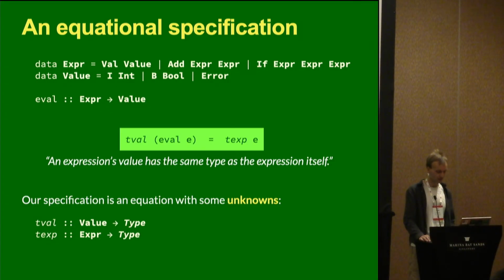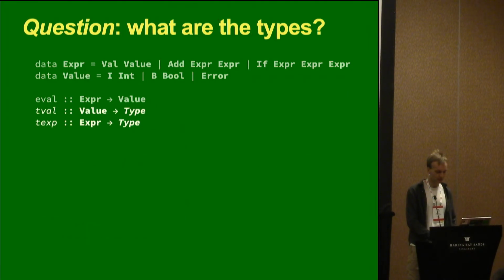And this is an equation with three unknowns. I'm going to have all the unknowns in italics just to make it clear. T-val, texp, which is the type checker, and also the set of types themselves. So that's three unknowns, one equation, which is not necessarily ideal. But actually, we can have a look at two of these to start with. So, right, what are the types?